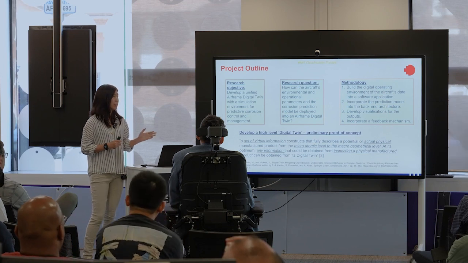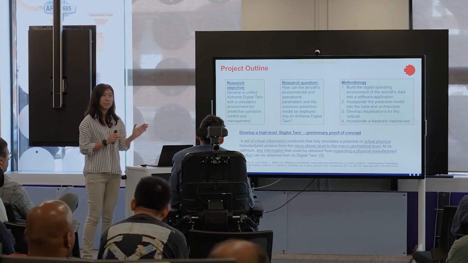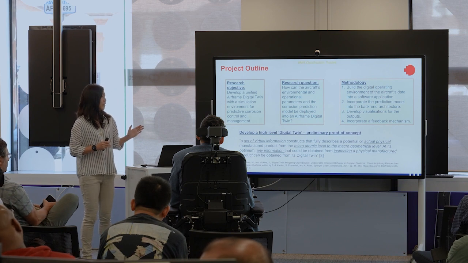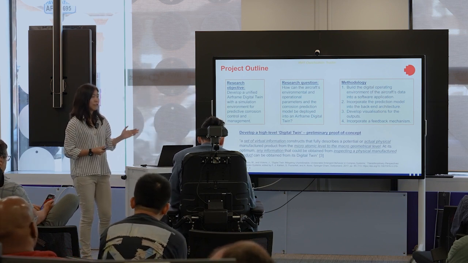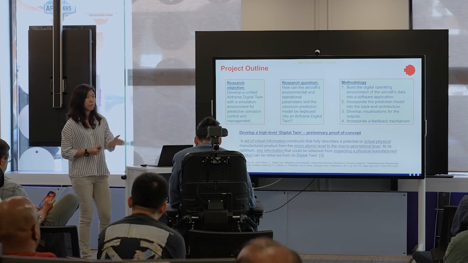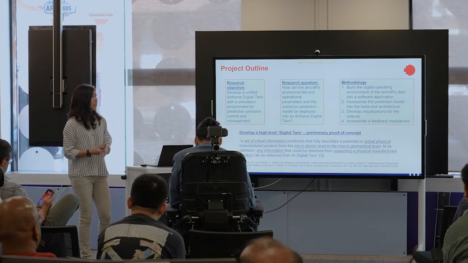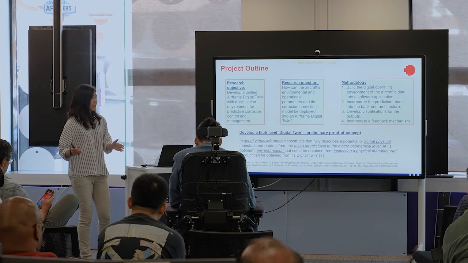So according to Greaves and Vickers, who are one of the pioneers in the realm of digital twin, they say that a digital twin is a set of virtual information that describes an actual physical product, for example, an aircraft, across various scales, such that any information that can be obtained by inspecting the aircraft can also be obtained from the virtual representation.